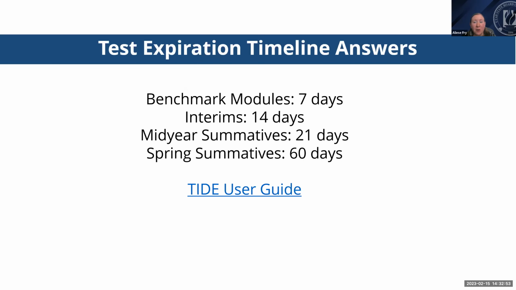It's important to also note that testing opportunities expire. So if the test opportunity isn't completed within the allotted time frame, it's going to expire, meaning the student will no longer have access to make changes. If a test expires and students need to access it again, you'll need to file a test request appeal. The TIDE user guide provides information on that. Okay.